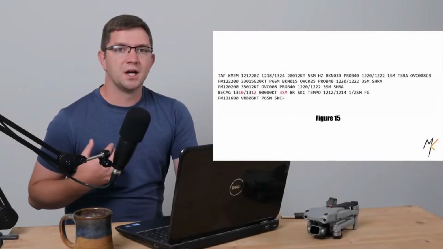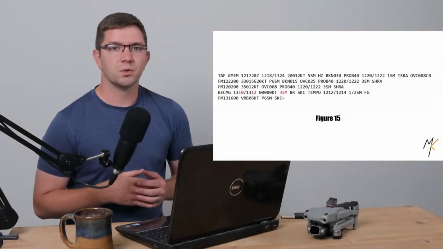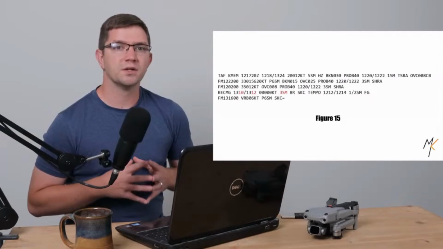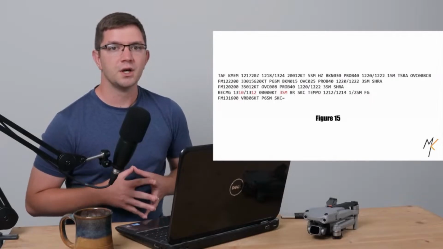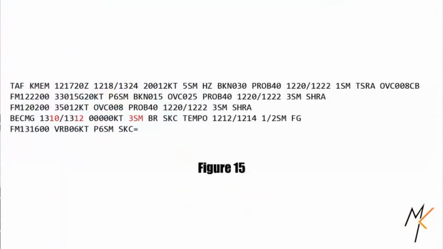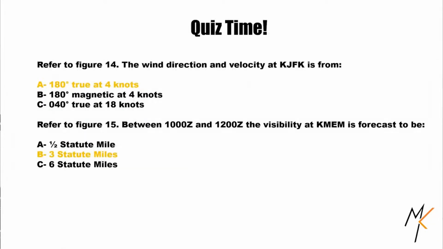Because it's the only line with the same times listed in our question, we know this is where we're going to find our visibility information we were asked about. In our case, between 10 a.m. and 12 in the afternoon, our visibility is going to be 3 statute miles.